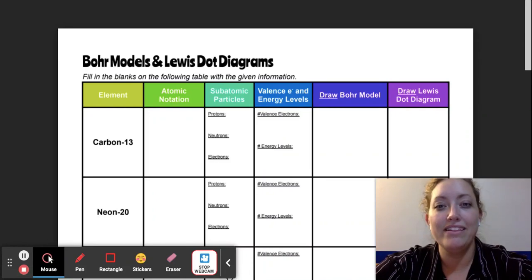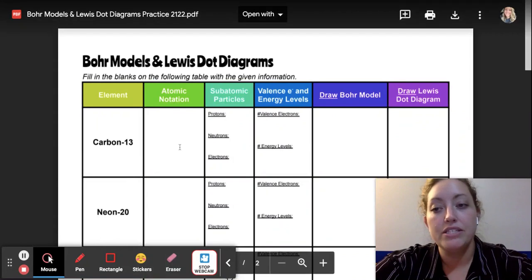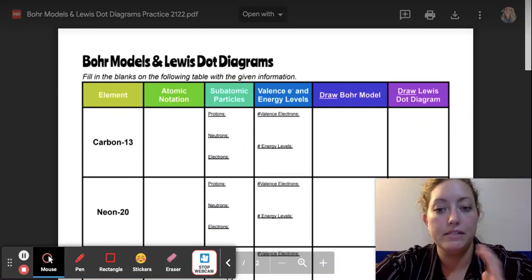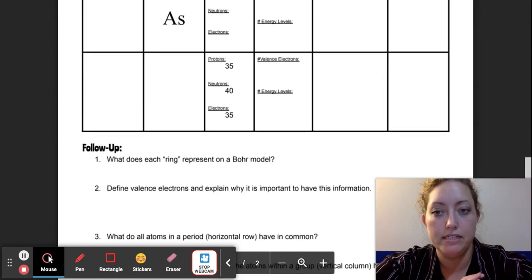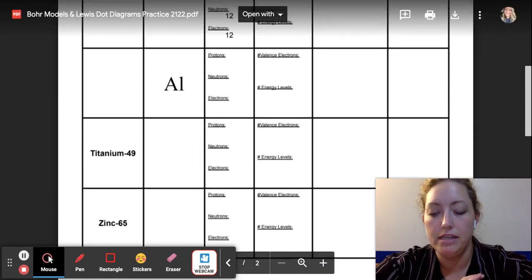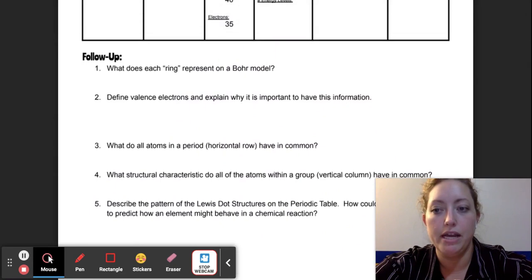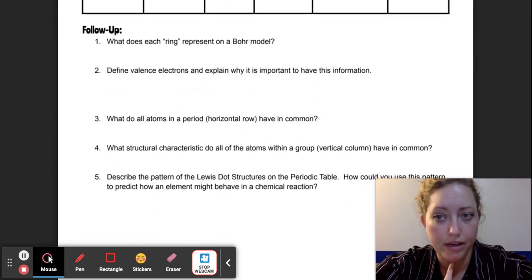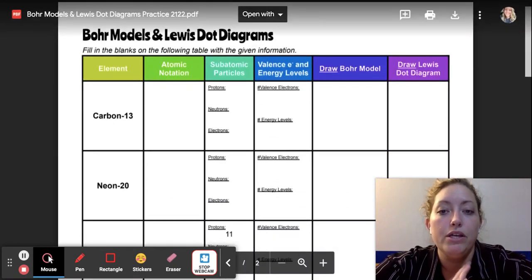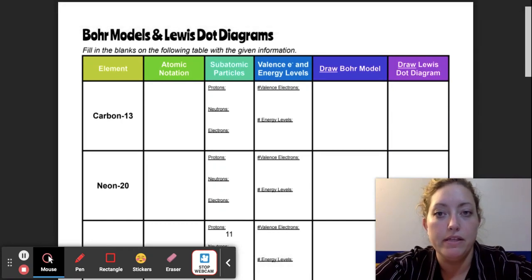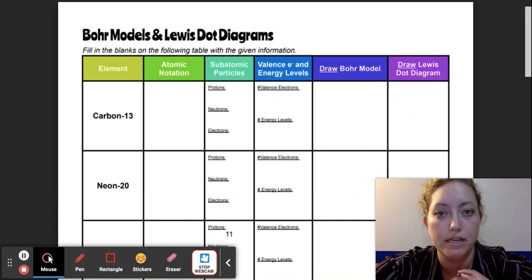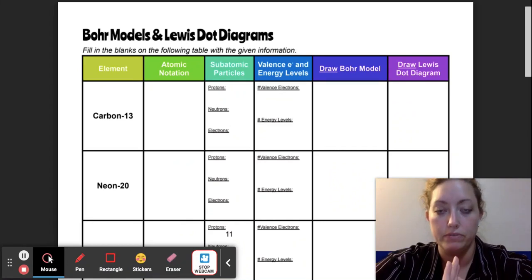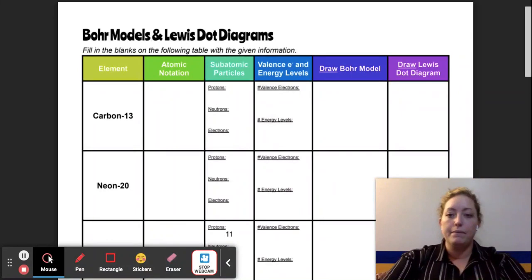Okay, very last one. Bohr models and Lewis dot diagrams, that's what this worksheet is about, and it is 8 of these that you're going to be drawing, and then the follow-up. You can work with somebody on this if you want to, just for dialogue, so you can discuss it and figure it out. Everyone needs to turn in their own stuff, so please.